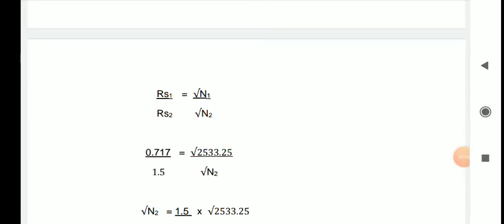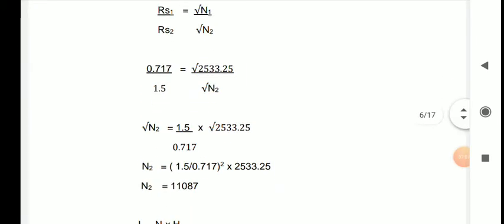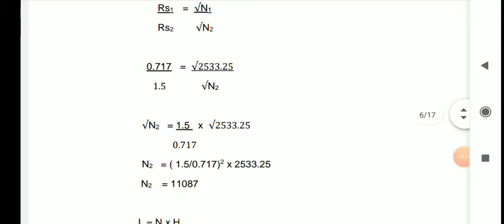So if you substitute the value in this equation and cross multiply, root of n2 is equal to 1.5 upon 0.717 into square root of 2533.25. If you want to find n2, you have to square up, so you will get the answer as 11,087. Now this is the plate number required for the column whose resolution is 1.5 for the solutes B and C.